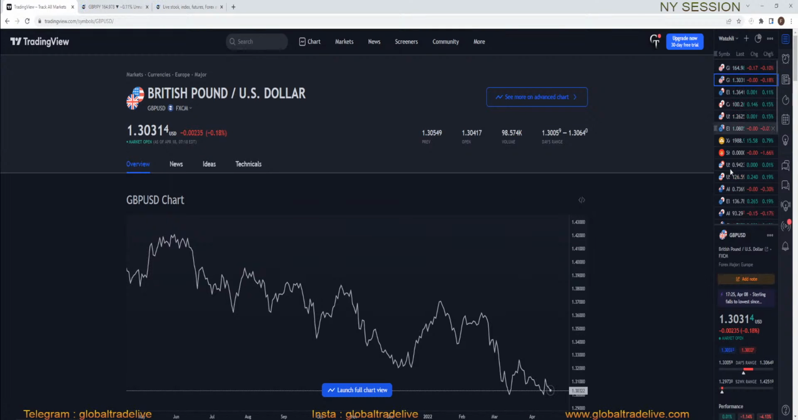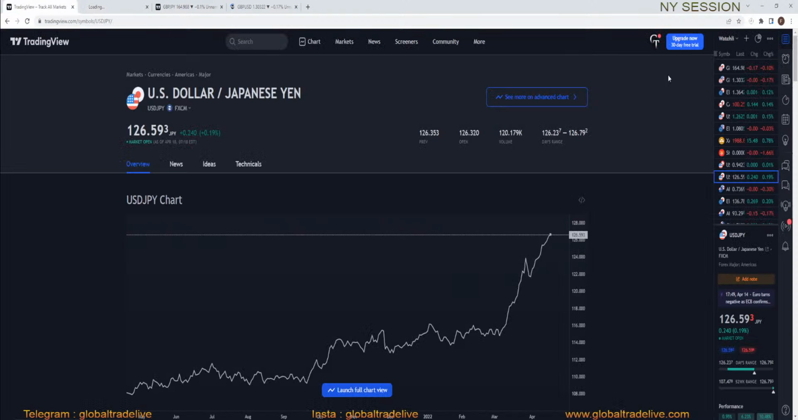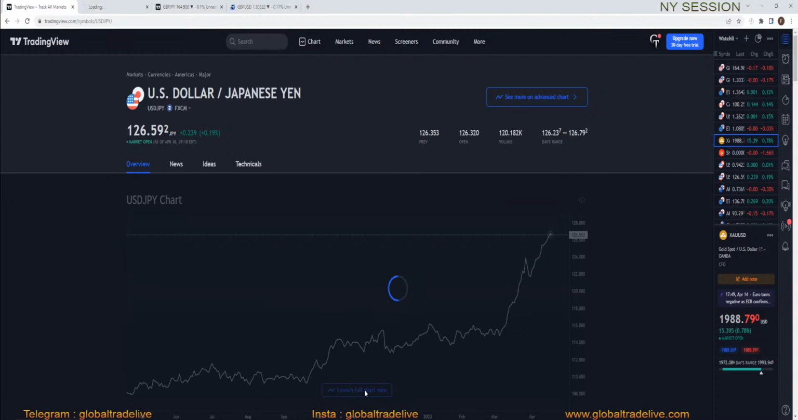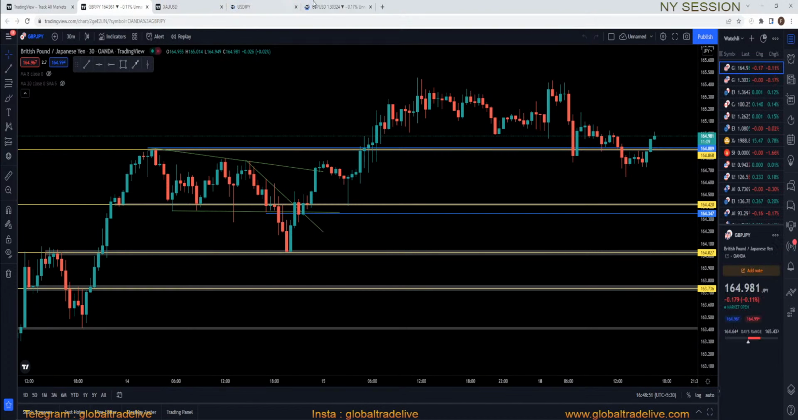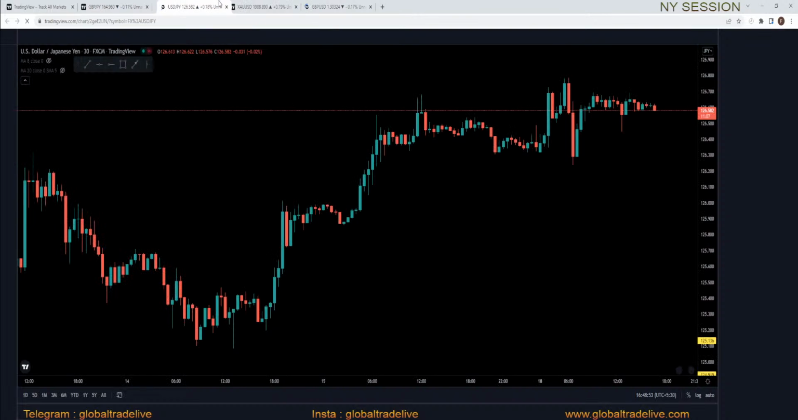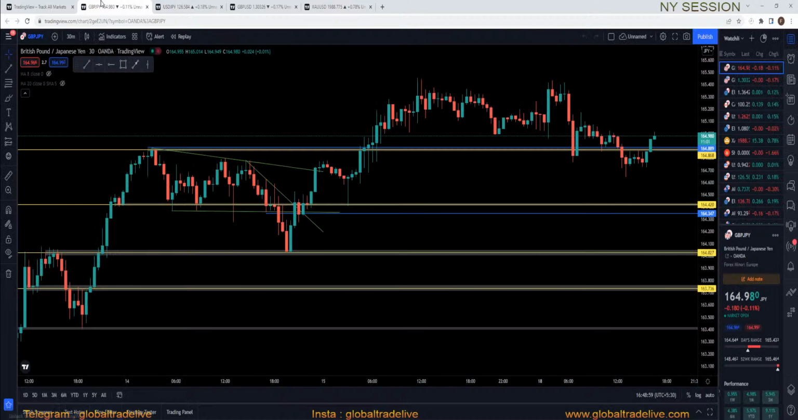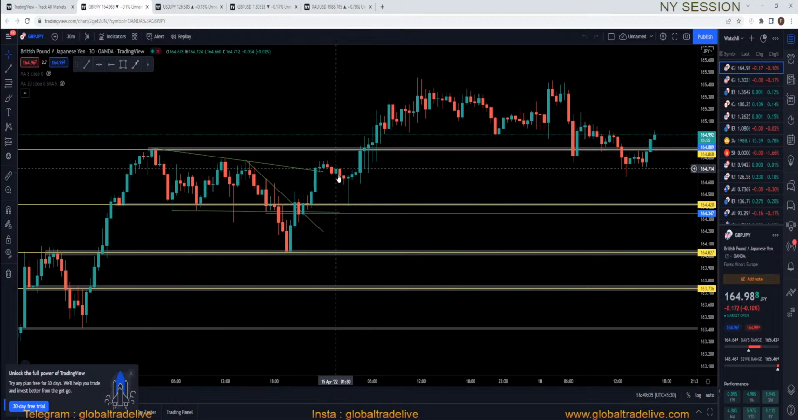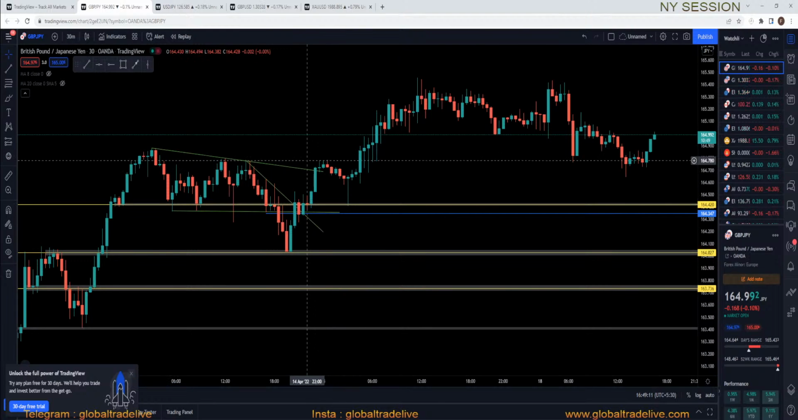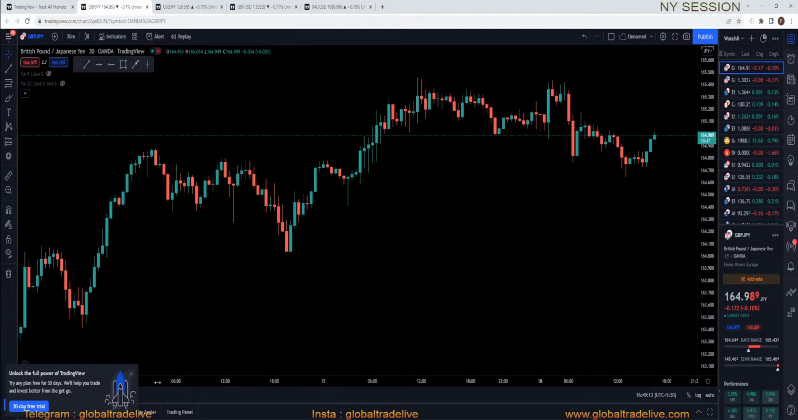So let's just open our favorite currencies. GBP JPY first, then I'll have USD JPY, then GBP USD, and then gold. Okay, so let's talk about GBP JPY over here and let's analyze it. First of all, let me just remove all these unnecessary drawings. Okay, let me just remove everything.